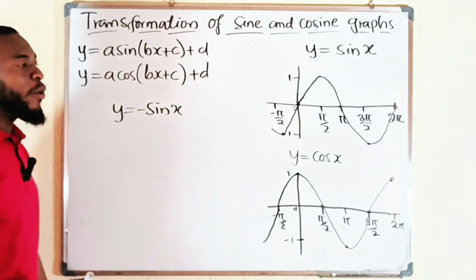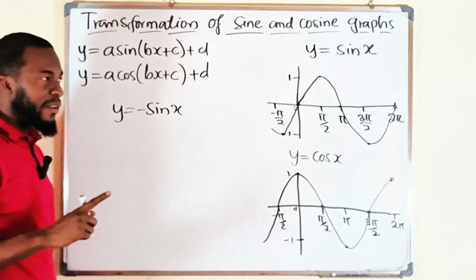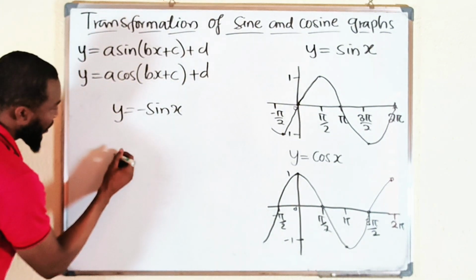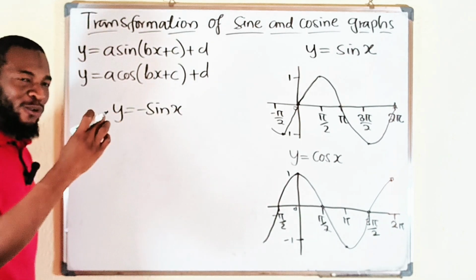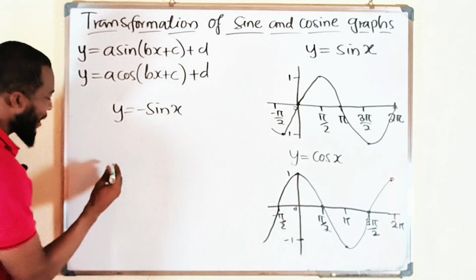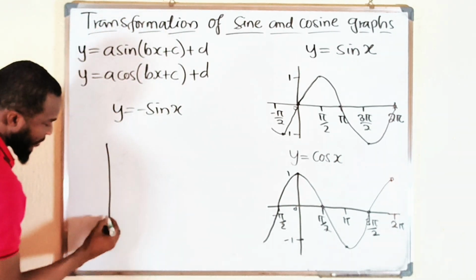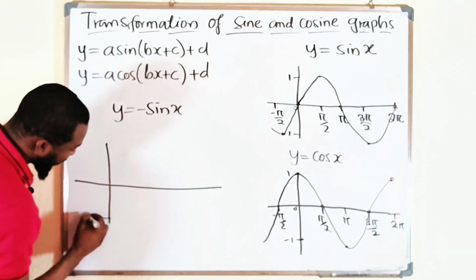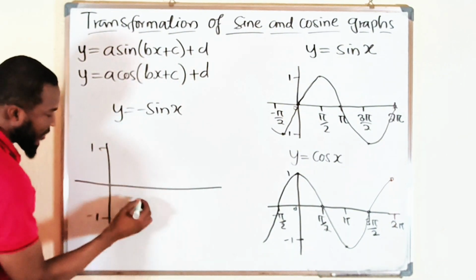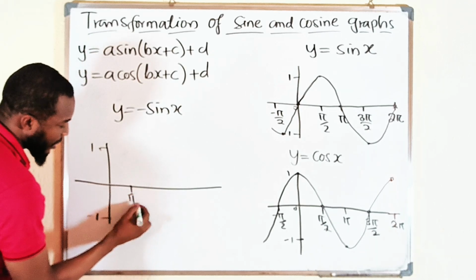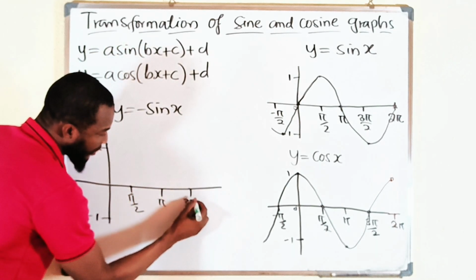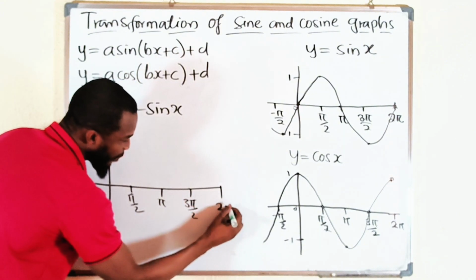So every single point other than 0 will be reflected. All values of y will be reflected. Or you can simply take a value of y multiplied by negative 1. So we have something like this. This is negative 1. This is positive 1. This is pi over 2. This is pi. This is 3 pi over 2. And lastly, we have 2 pi.